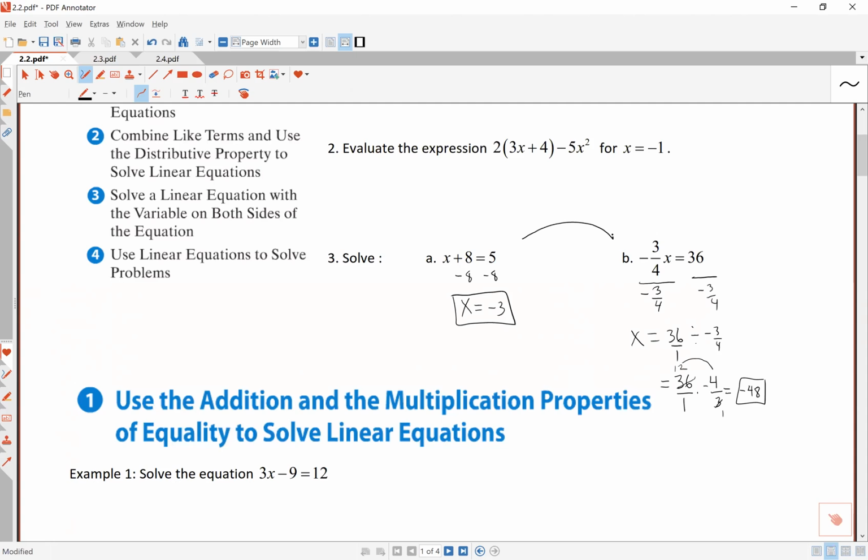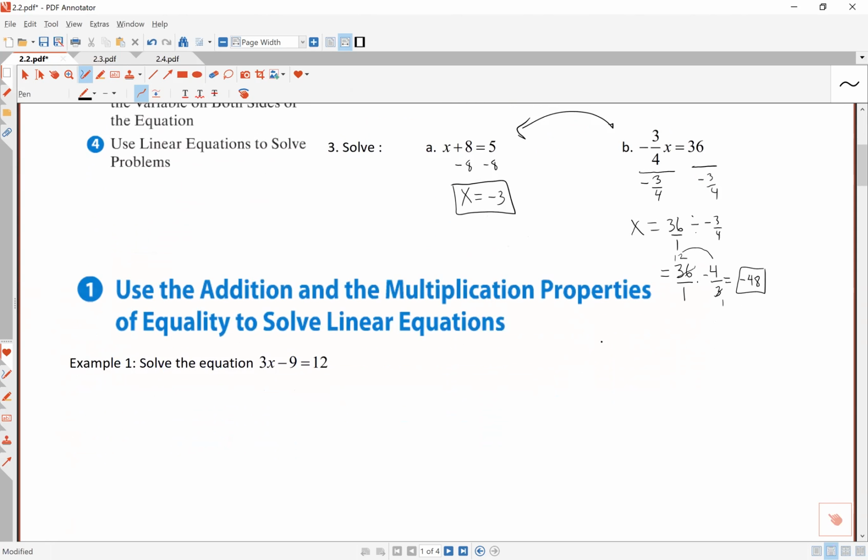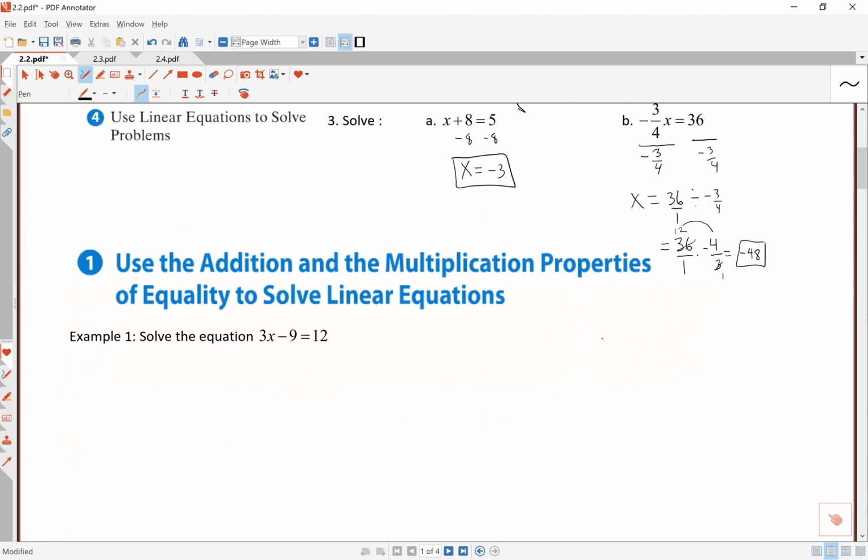So those are the 2 properties. You have the addition property of equality, and you have the multiplication property of equality, or division if we want to look at it that way. And so that's what we have in example 1. The 2 properties together, addition and multiplication properties.